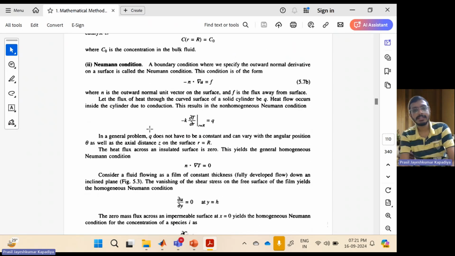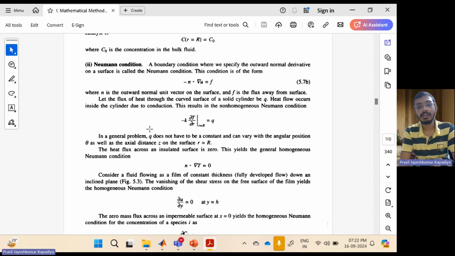Now let's have a look at the second kind of boundary condition. That is the Neumann boundary condition. A boundary condition where we specify the outward normal derivative on the surface is called the Neumann boundary condition. So here we are not specifying the value of the dependent variable at the surface, but we are defining the normal derivative on the surface. So this kind of condition where we are defining the normal derivative is called the Neumann boundary condition. The condition is in the form minus n dot gradient of u is equal to f.